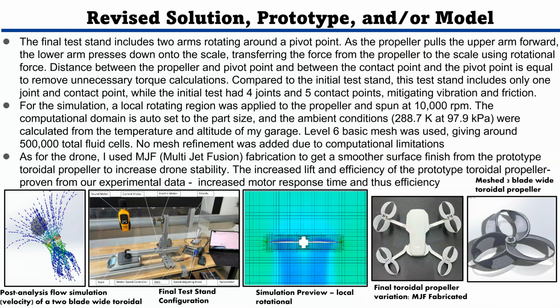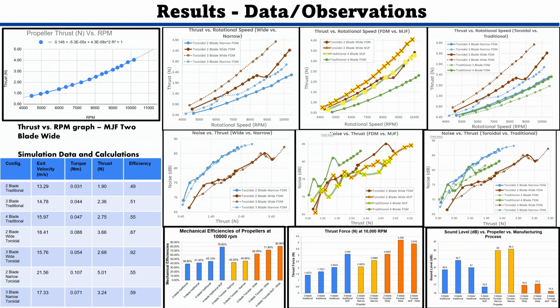My final test stand features a propeller rotating an arm into a scale. The simulation is now local rotational, where the propeller is rotated around the static air, and the prototype propellers on the drone are fabricated using multi-jet fusion. Here are my results. We will analyze them in the following slide.